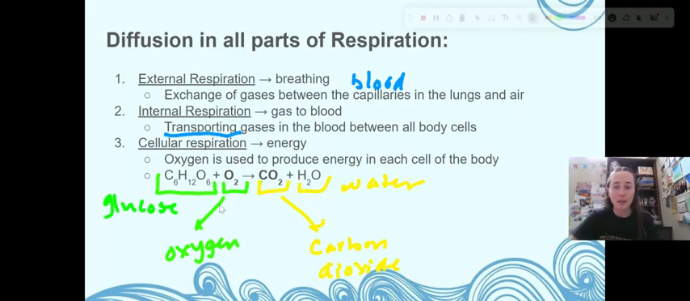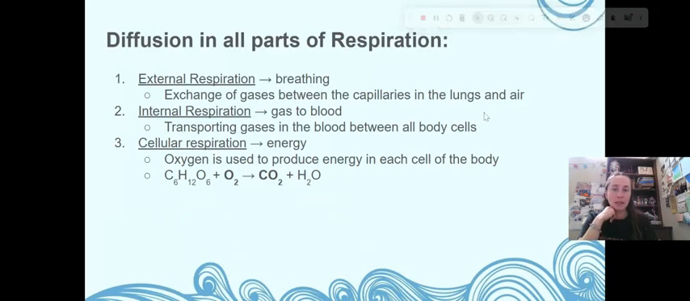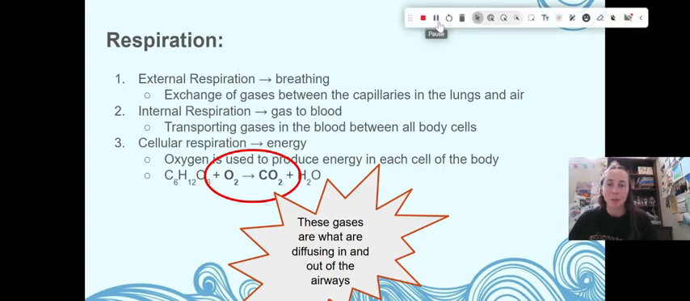Now, when we're looking at this equation, think to yourself, what are the 2 things that I'm talking about in terms of diffusion in respiration, or diffusion for breathing? You should be thinking about what gases are here, or what are the things that I inhale and exhale. If you are saying that the 2 gases we are looking at are oxygen and carbon dioxide, you are right. Those are the gases that are diffusing in and out of our airways. There's a little bit of water, but these are the 2 we're going to look at in terms of how we diffuse gases through our airways and into our bloodstream.